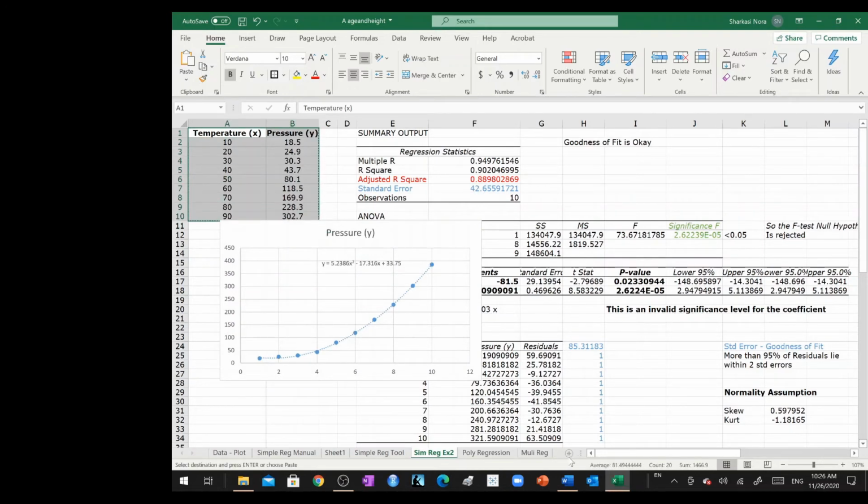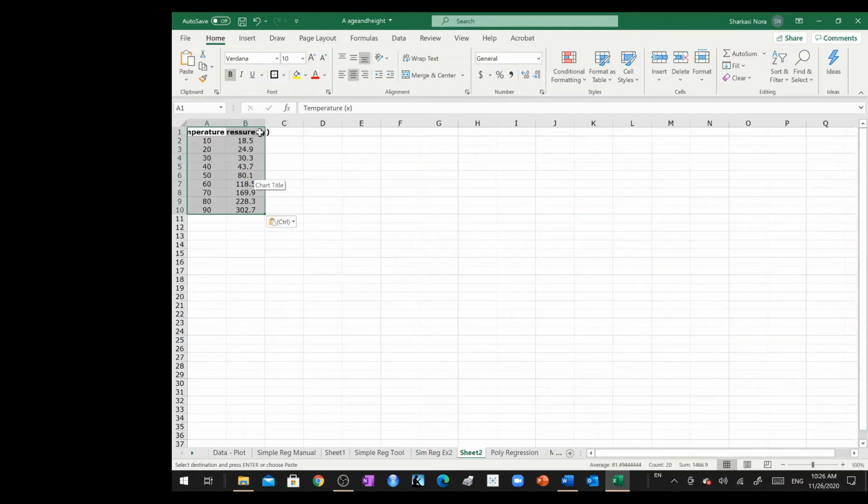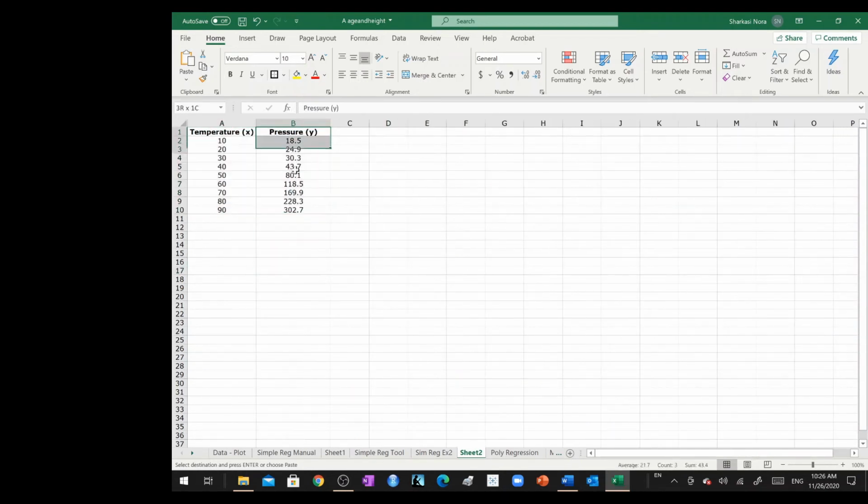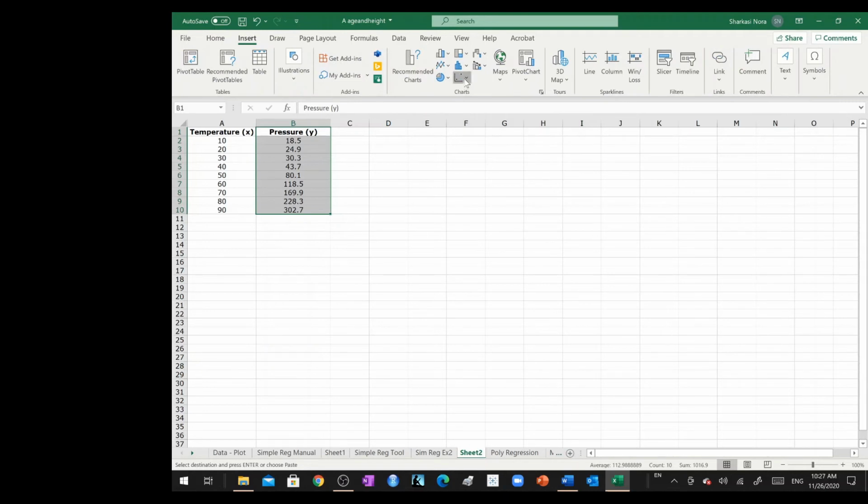A different example is temperature and pressure. Let's take this example, the temperature and the pressure, as you can see here. Pressure changes as temperature varies. So pressure is on the y-axis, the dependent variable. Temperature is on the x-axis, the independent variable. So basically over here we have pressure.